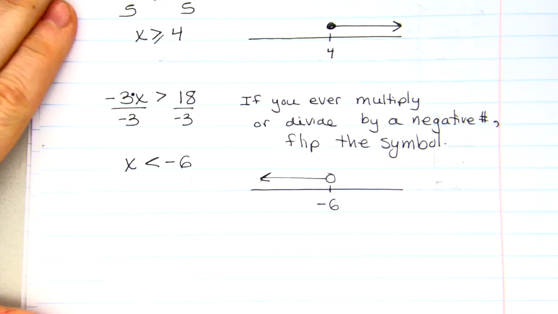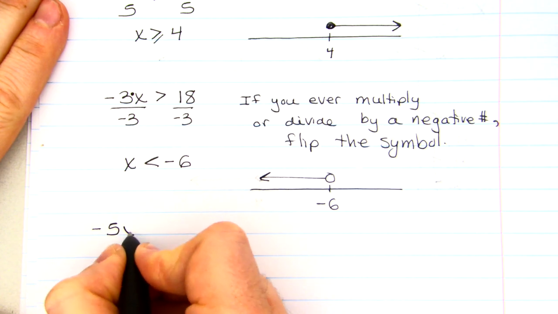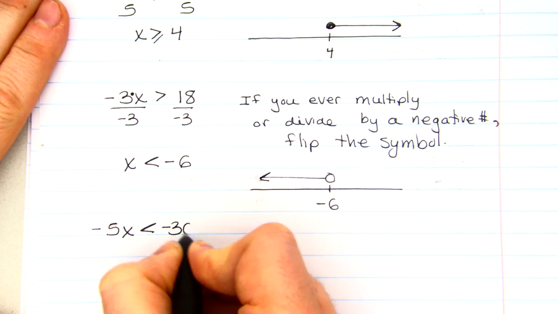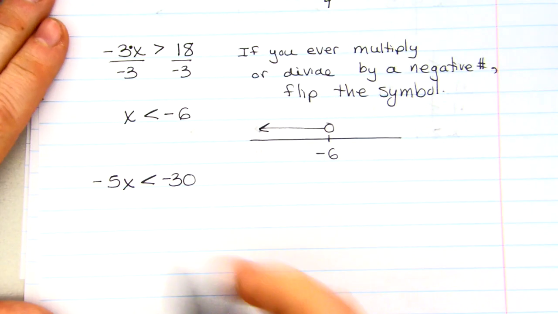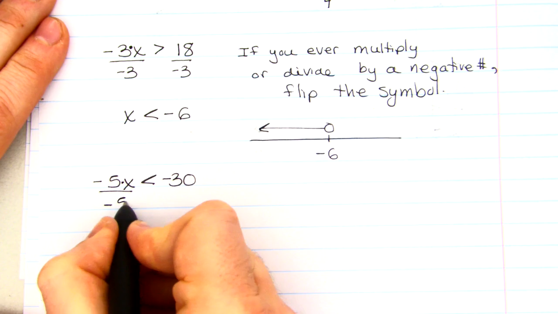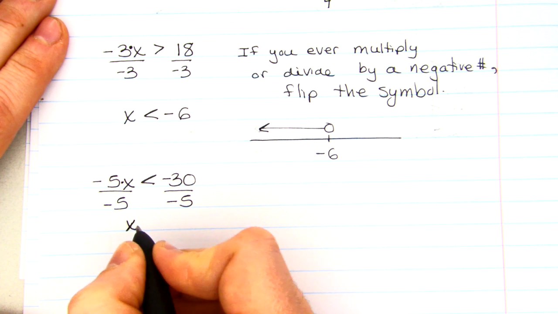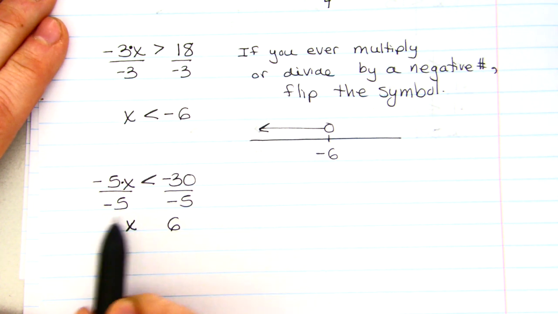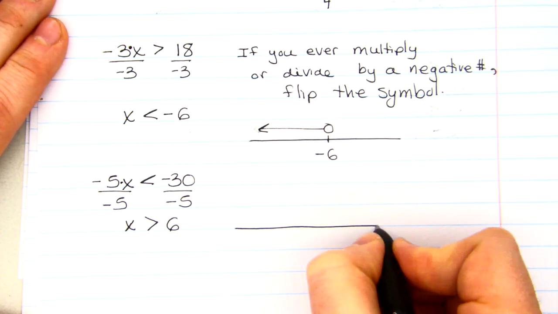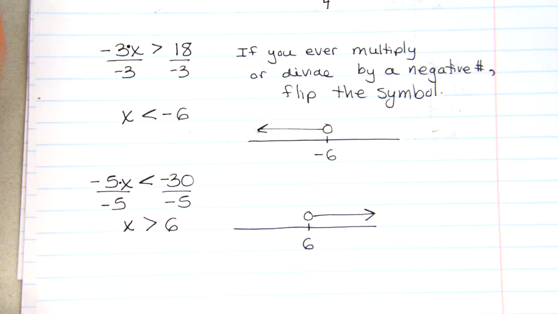Let's do another. Let's do negative 5x is less than negative 30. Negative 5x, that means negative 5 times x. I'm going to divide by negative 5, divide by negative 5. That gives me x. That gives me 6. And because I'm dividing by a negative number, I have to flip my symbol. I'm going to get x is greater than 6. Open circle at 6, point to the right.